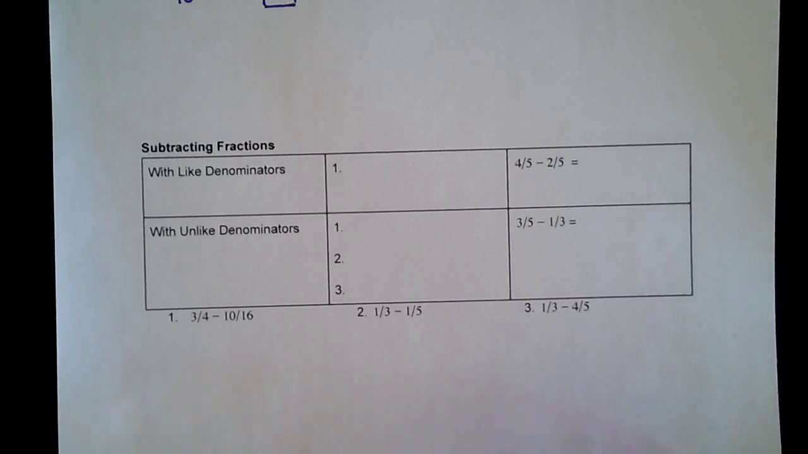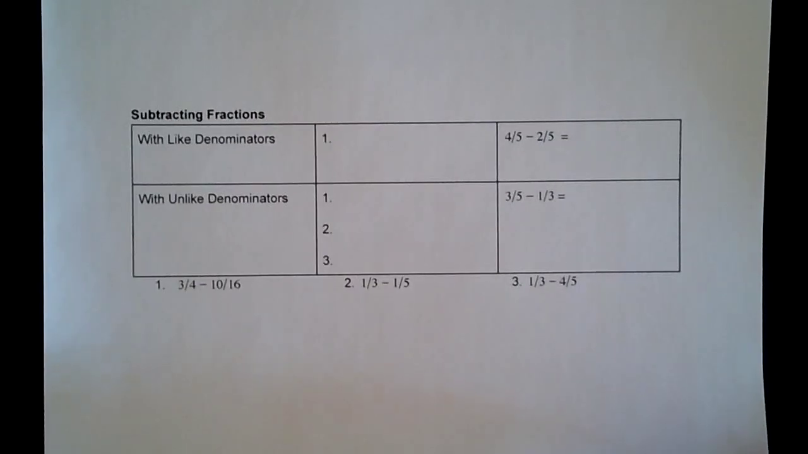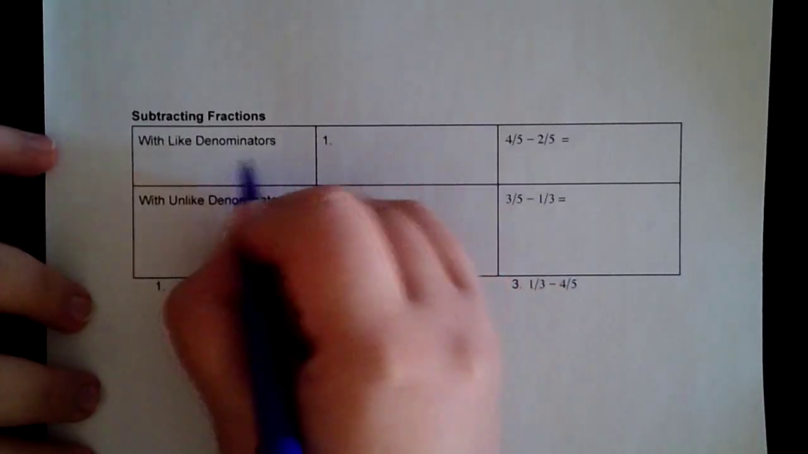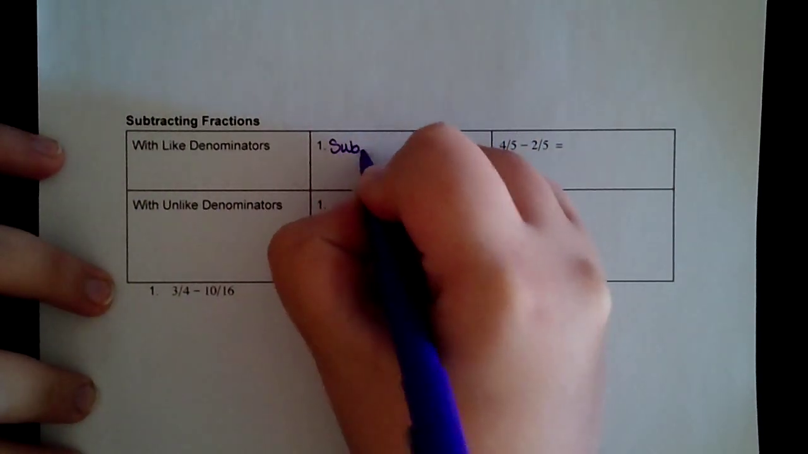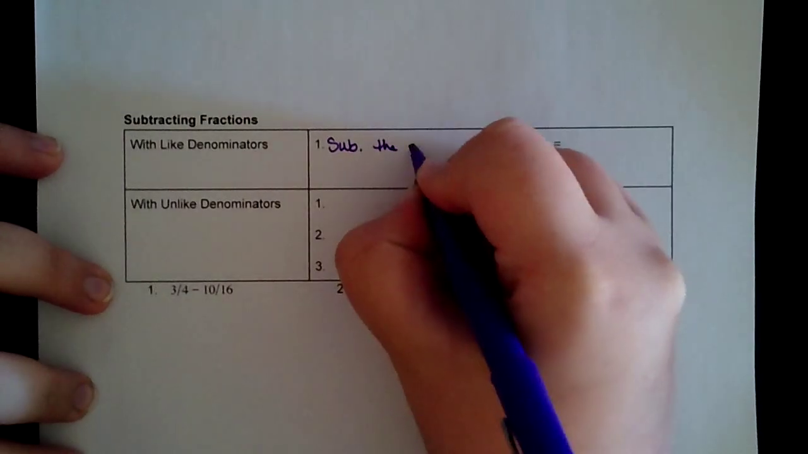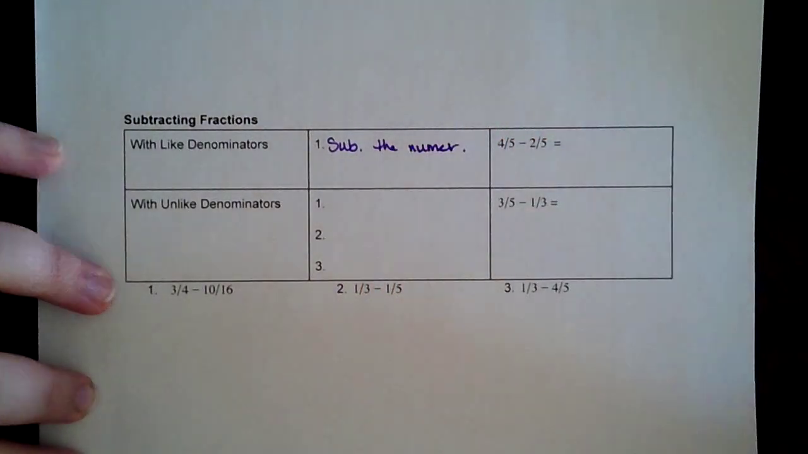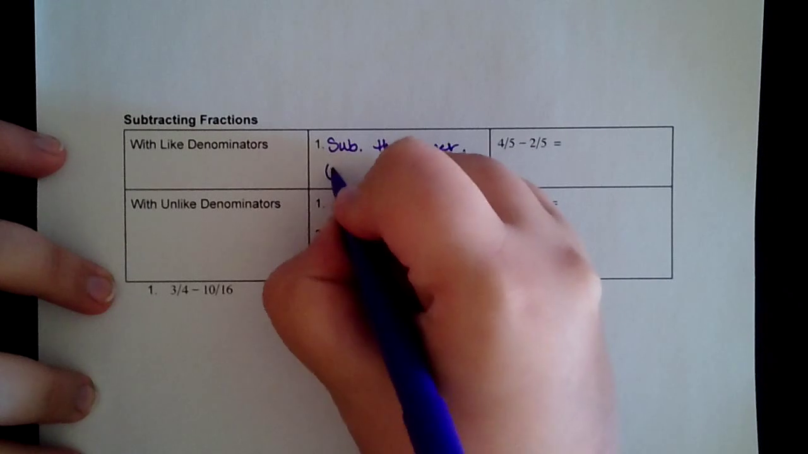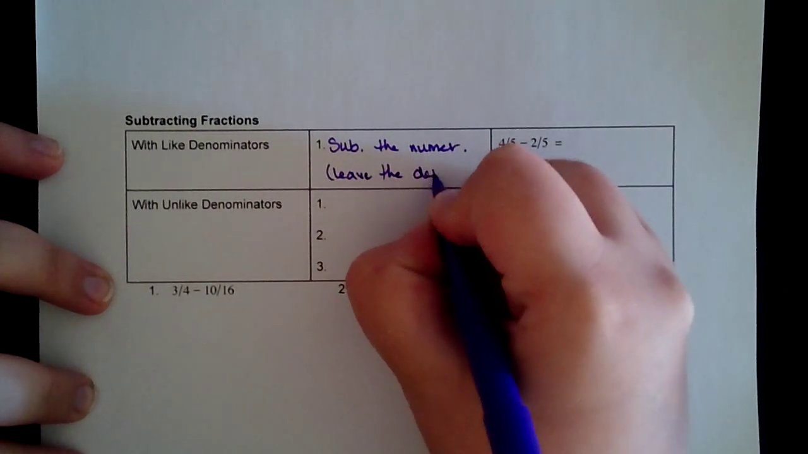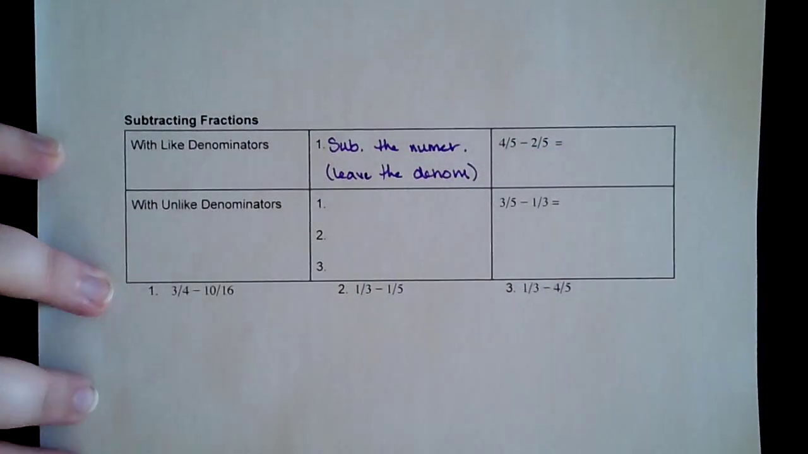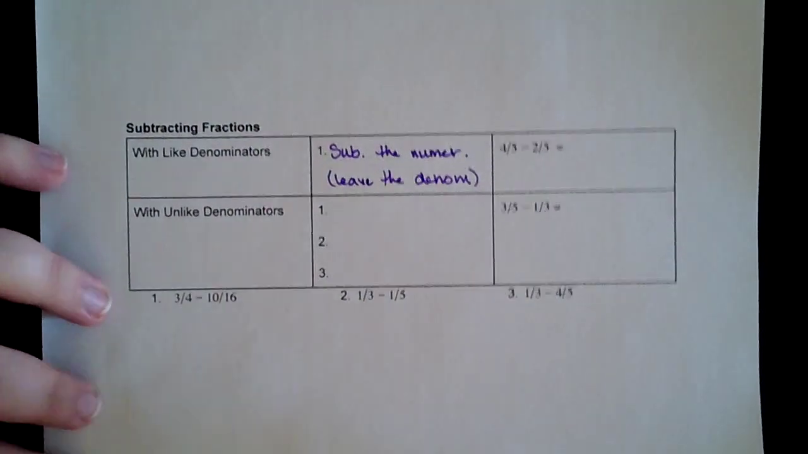Alright, let's jump down to subtracting fractions. It's very much the same as adding. So, with like denominators, we're still just going to subtract the numerator, still shorthanding here, subtract the numerator while leaving the denominator. I always write that little note so I know not to mess with it.